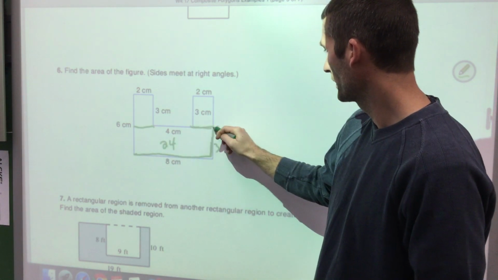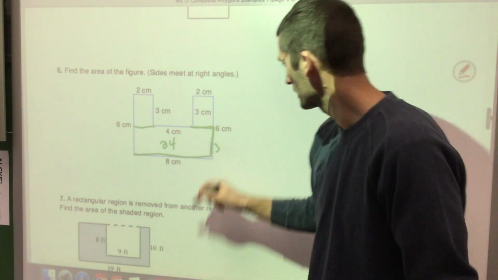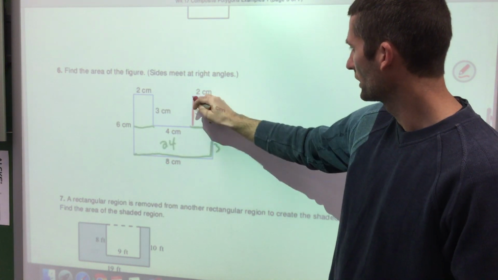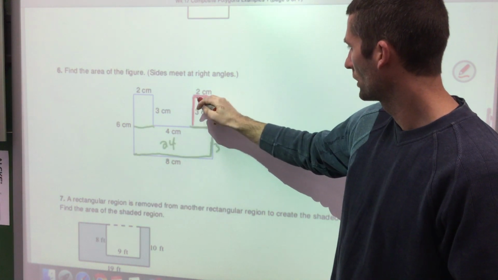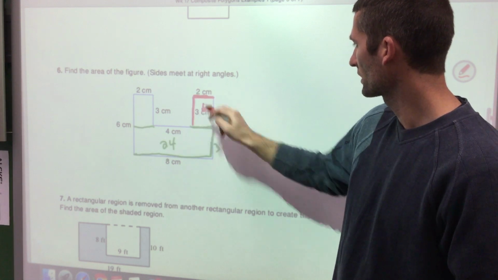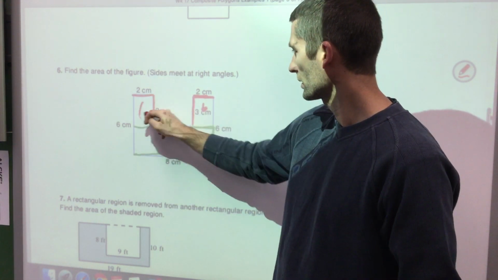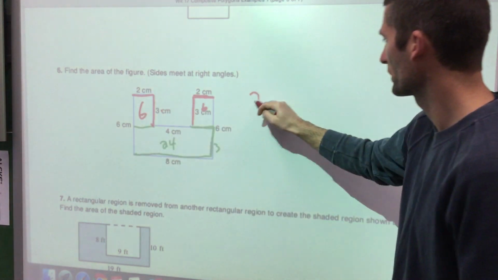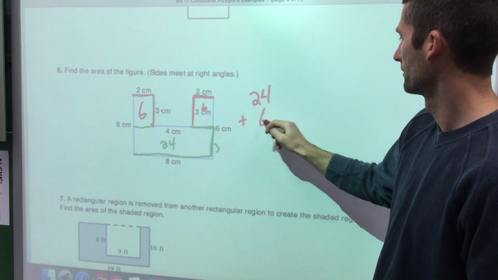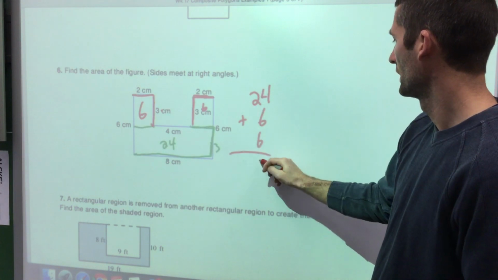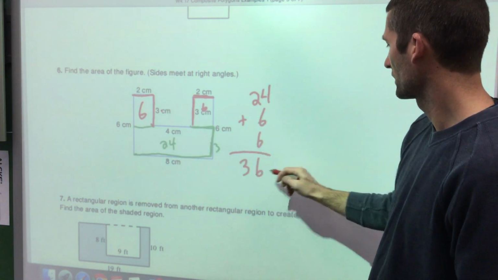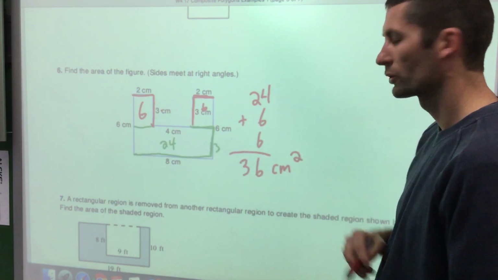Okay, so now this, a different color. We said that's 3, and that's 2. Always find the right angle. 3 times 2 is 6. That's 3, and that's 2. 3 times 2 is 6. So 6 plus 24 is 36. Now we're in centimeters squared.